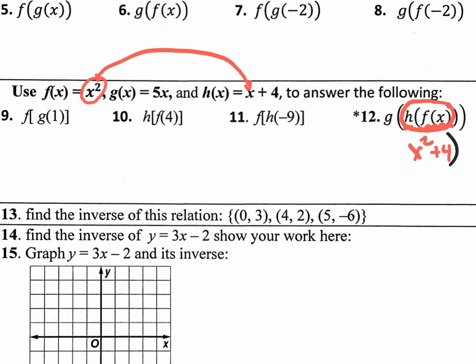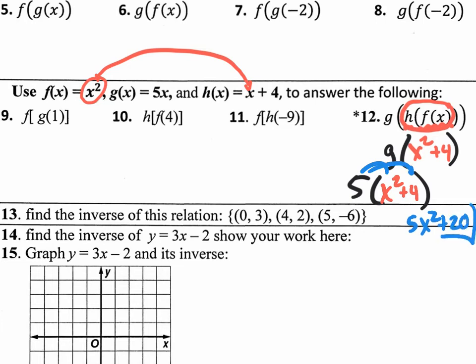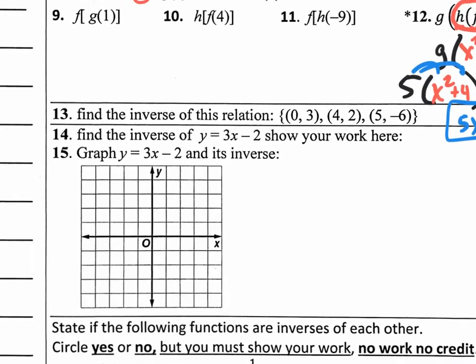And you still have to plug that binomial x squared plus 4 into the g function. So what is the g function? The g function's right here. It's 5 times x. And what is the x value that we're actually plugging in? This binomial x squared plus 4. So when you put x squared plus 4 right in there, you'd have to distribute: 5 times x squared gives you 5x squared, and 5 times 4 is 20. There's your answer to g of h of f of x: 5x squared plus 20. I saw a lot of people mess up on this one.